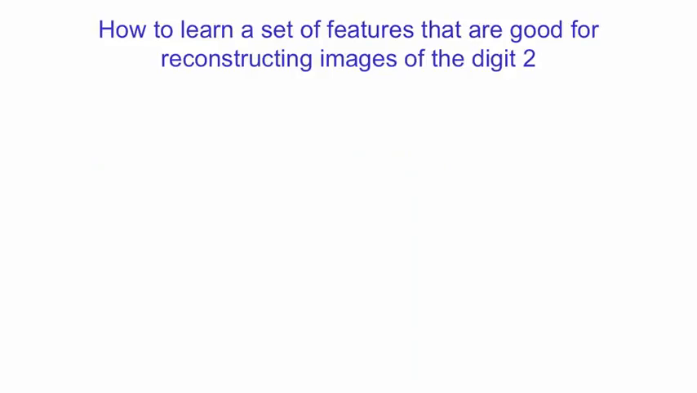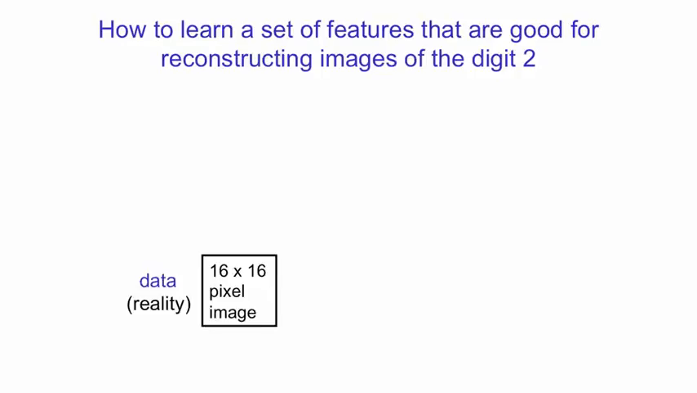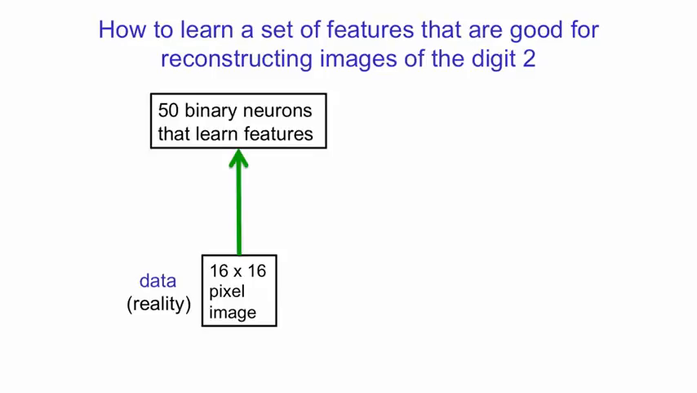I'm now going to show how a relatively simple RBM can learn to build a model of images of the digit 2. The images are 16 pixels by 16 pixels, and it has 50 binary hidden units that are going to learn to become interesting feature detectors.